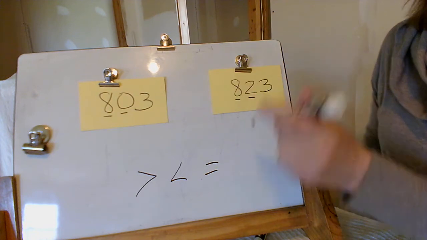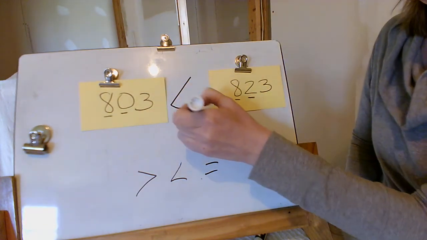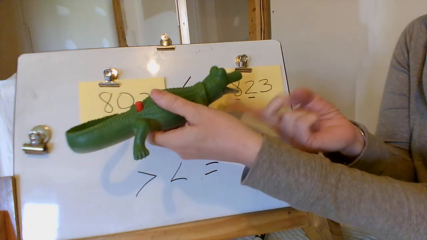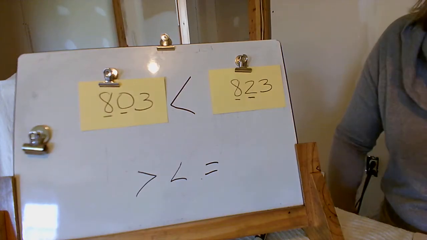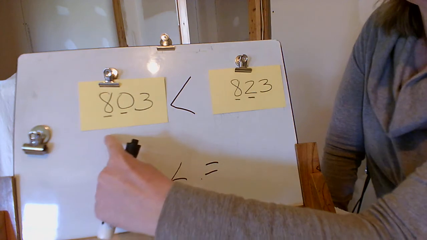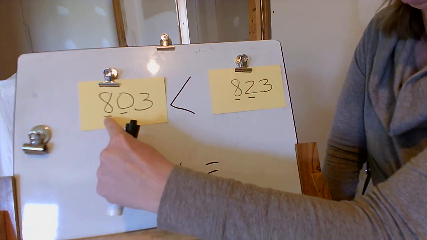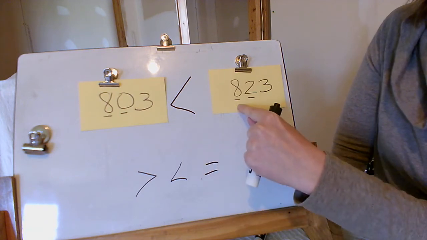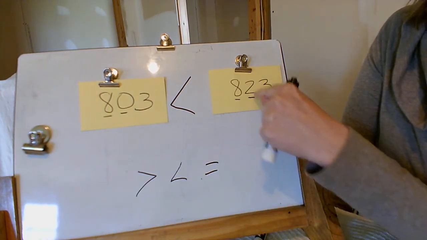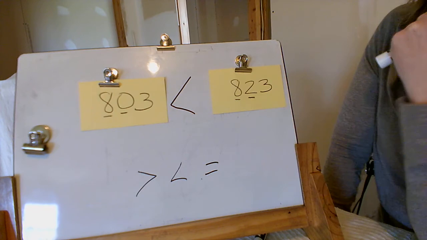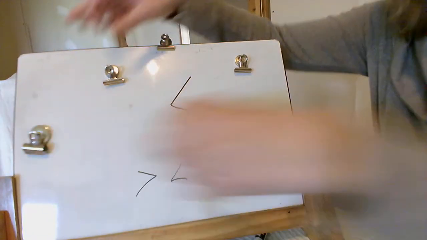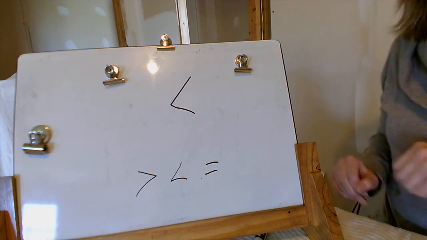So the alligator is going to want to eat this number. Here he comes. He's eating it. Okay, so we would read it like this. We would start over here and we would say 803 is less than 823 because 823 is greater than 803. Very good. And that's what we worked on last week.